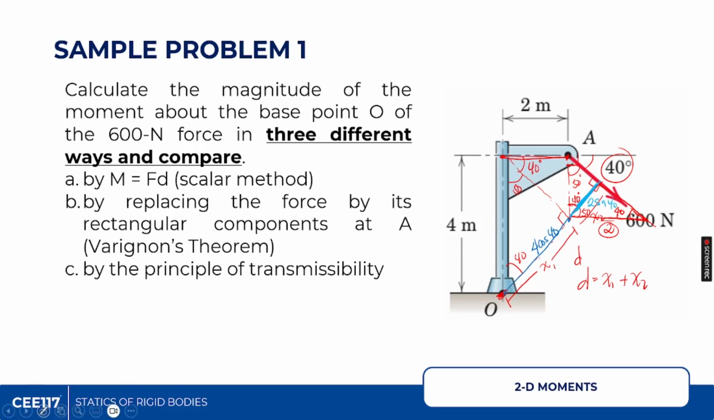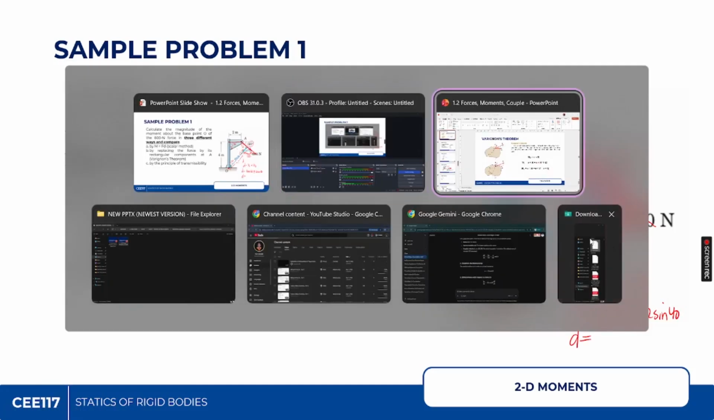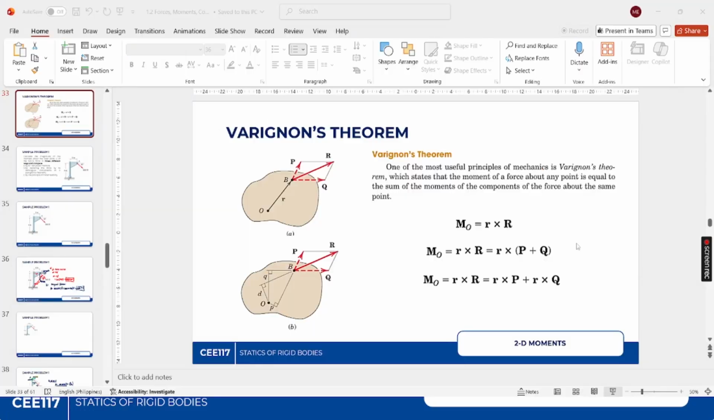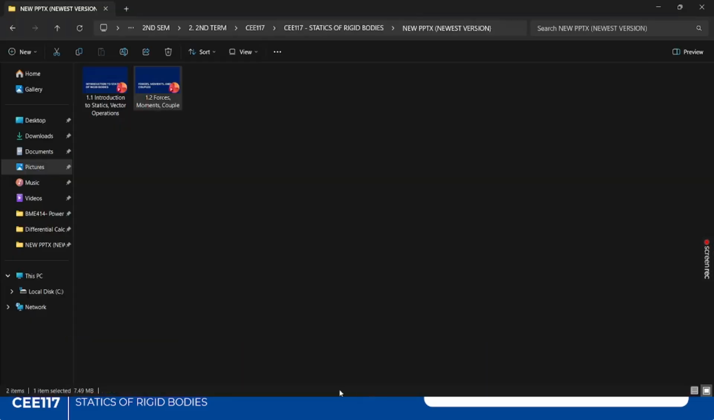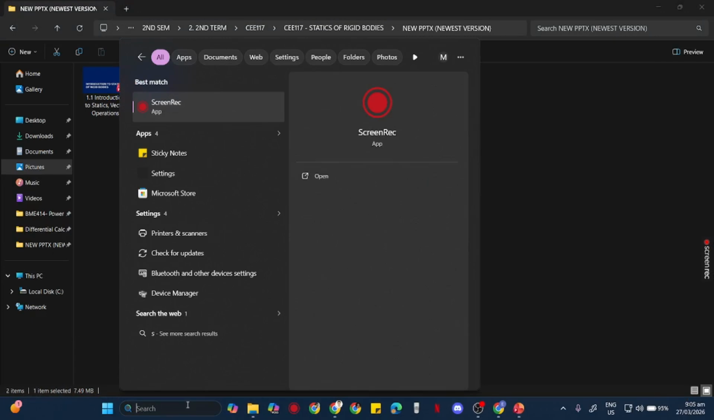So x sub 1 plus x sub 2 will just be equal to 4 cosine 40 plus 2 sine 40. This is what we will use as the perpendicular distance, which, if you use your calculator, hold on, let me get the calculator first.